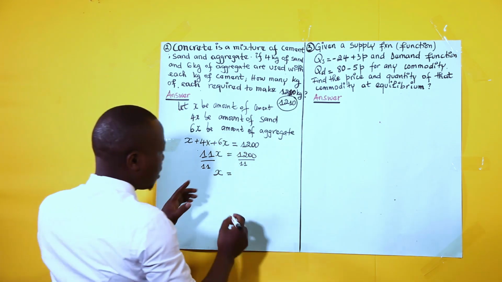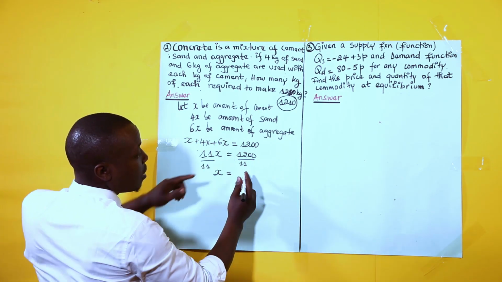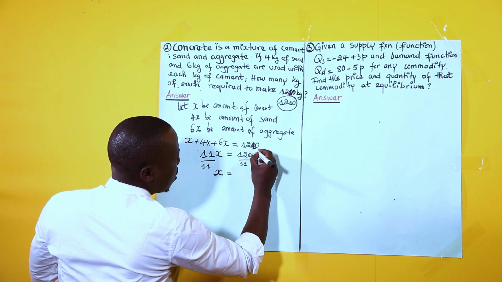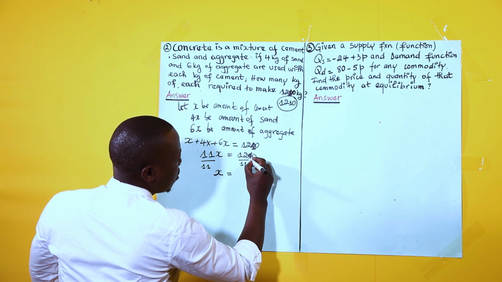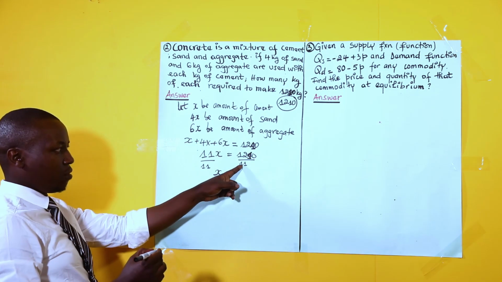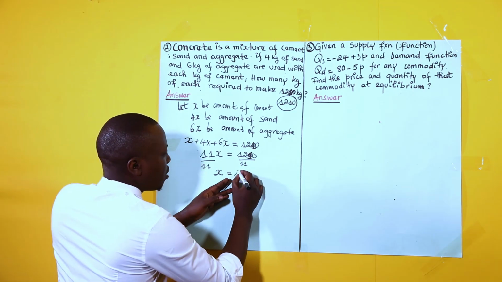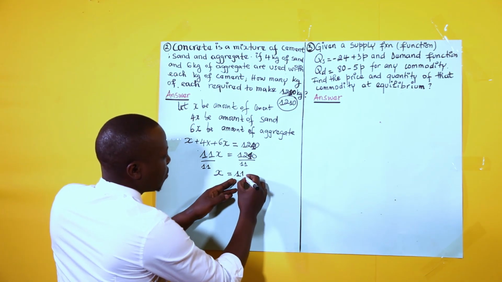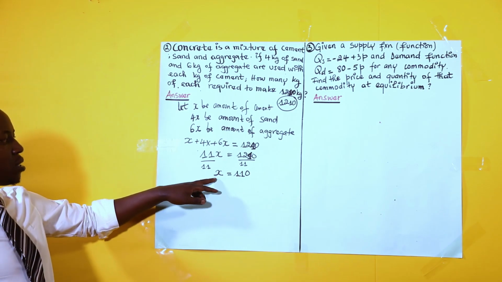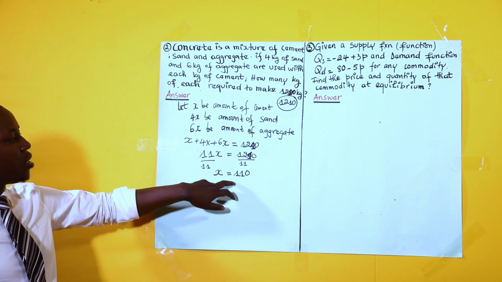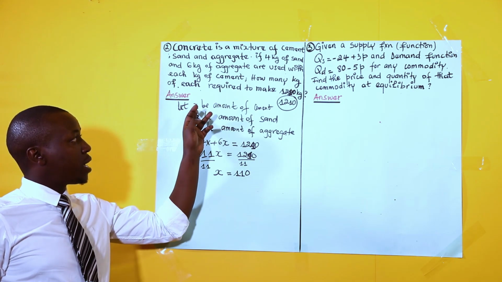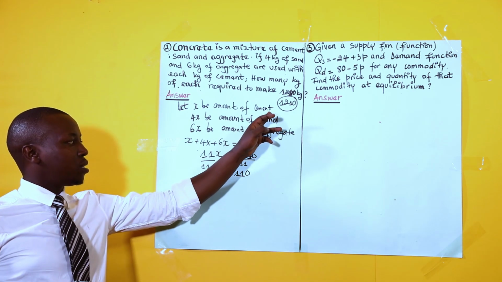Okay, so this number can be divided by 11. Whenever you change here by 1 and there by 1, the number can be divided by 11. So how much is this? It is 110, isn't it? So the value of x here is 110. And remember, x is the amount of cement.